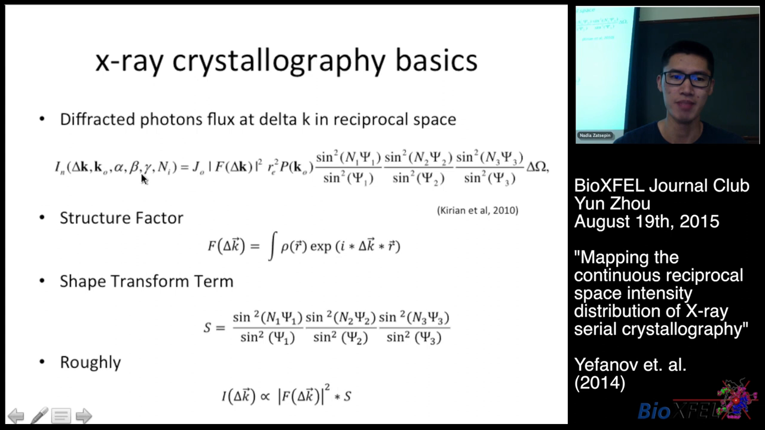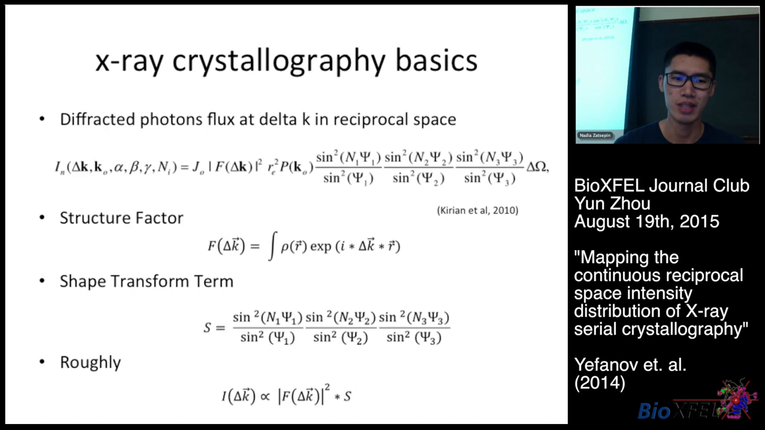Okay, the second one is the equation for the structure factor. The rho r means the density of the protein. This gives you the relation between real space and reciprocal space. I use delta k instead of hkl because hkl is used to denote the position of a discrete black spot. For delta k, it can be some fractional number of hkl, so it's a coordinate in continuous reciprocal space. I will show you delta k in the next slide.